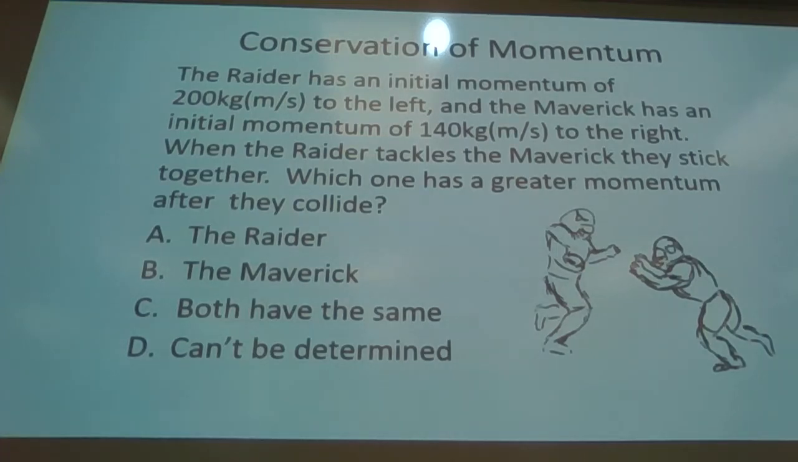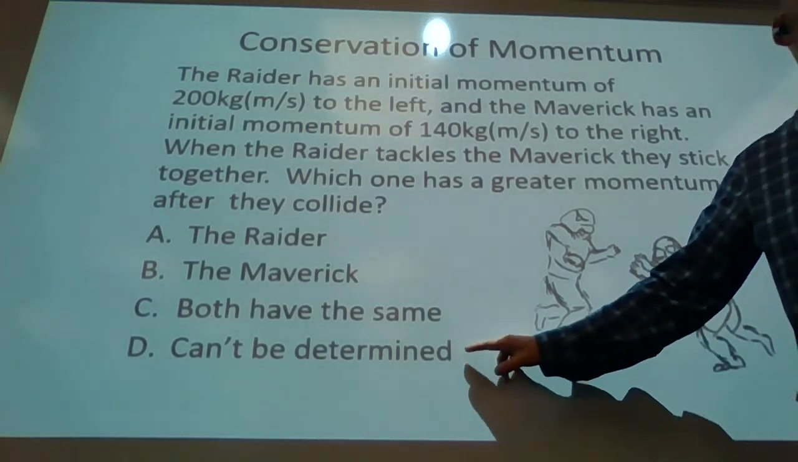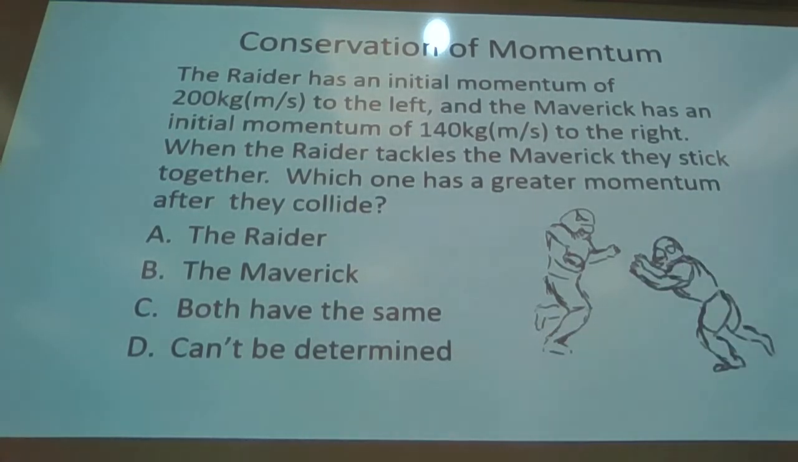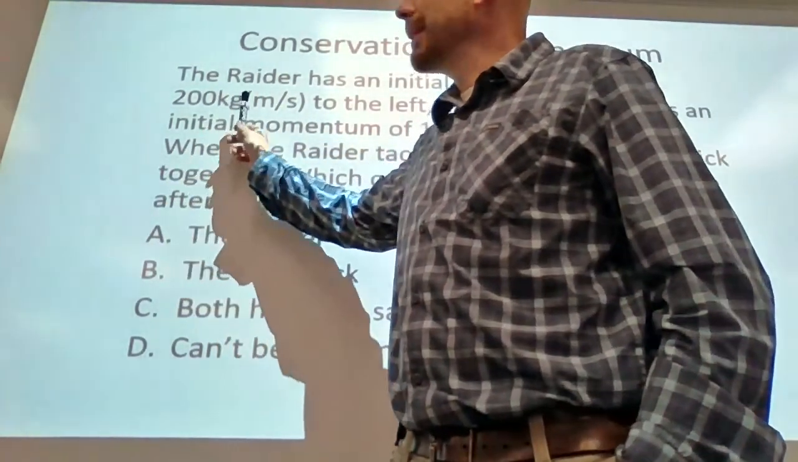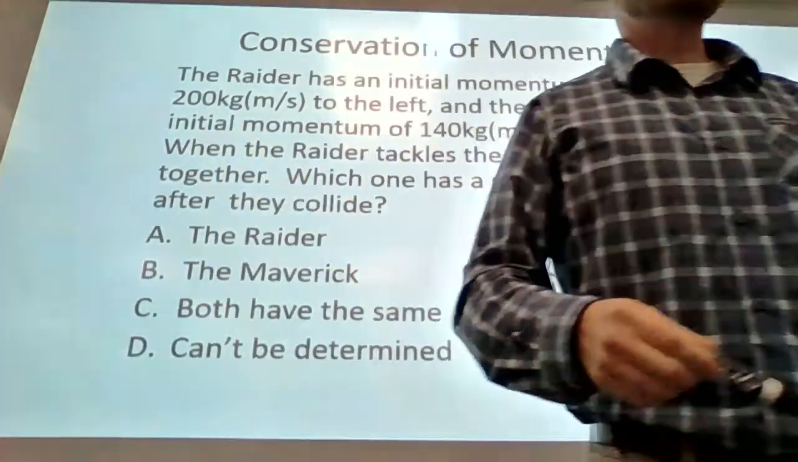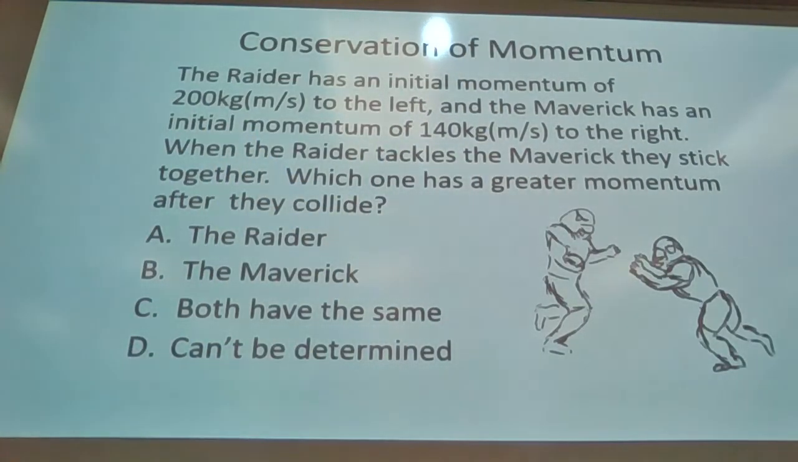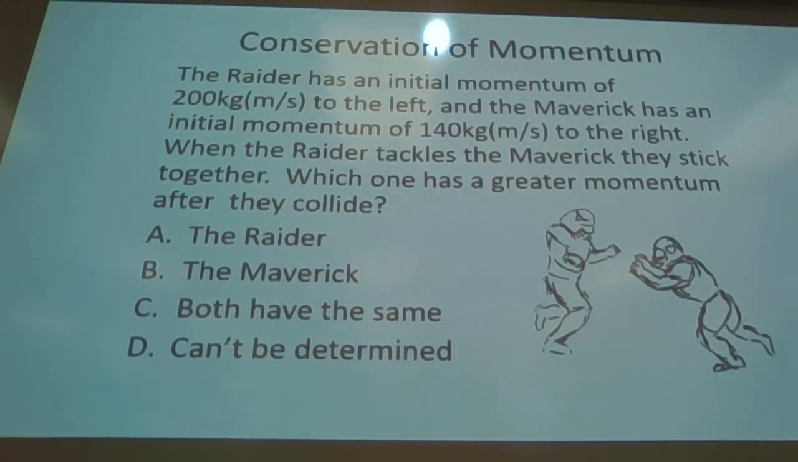Correct answer is D. What are you missing? Mass. Okay? They have the same velocity afterwards. So the one that has more mass is going to have a greater momentum. Is it possible for the Raider to be less massive than the Maverick? It is possible. Possibly more massive? Yep. So you don't know. Good with that?